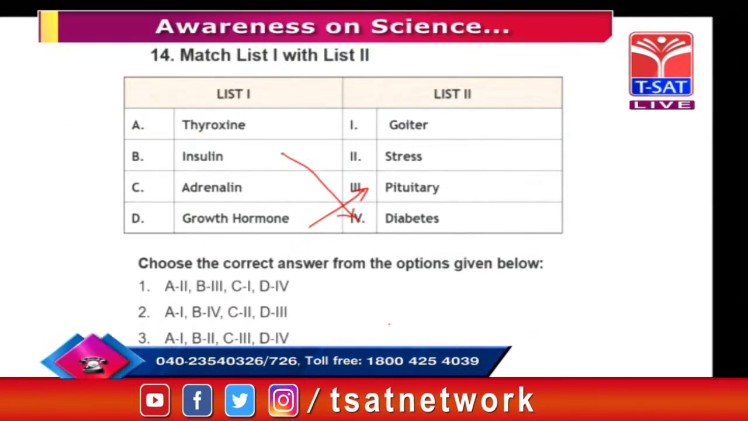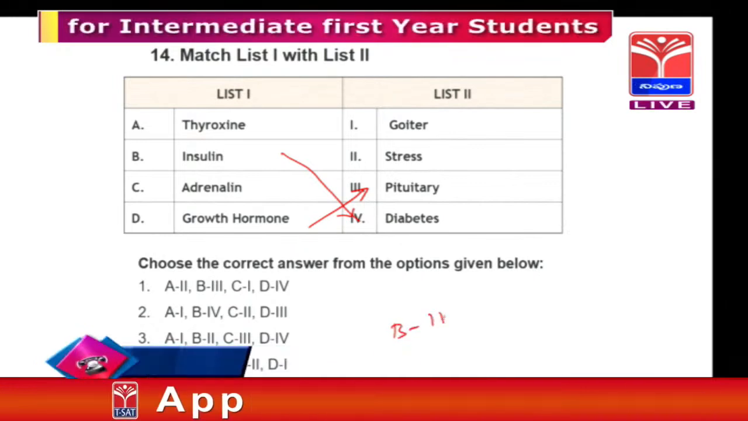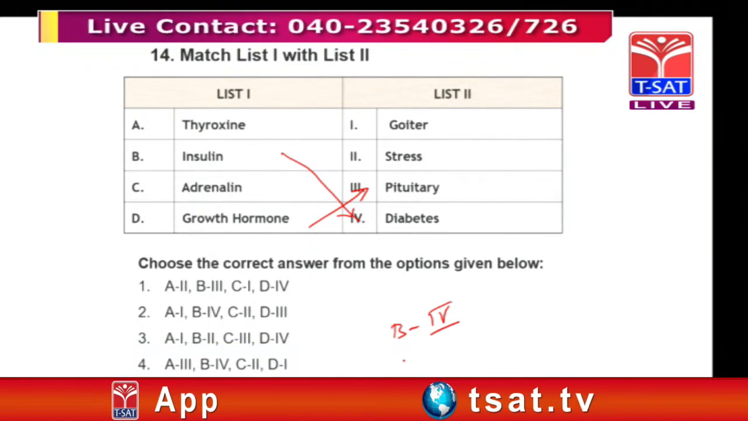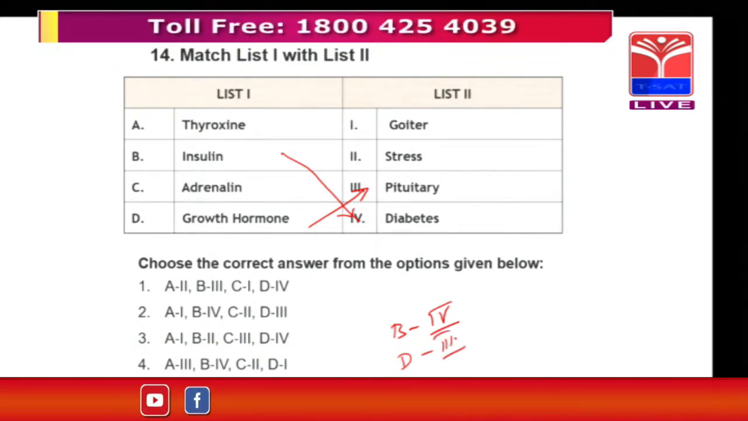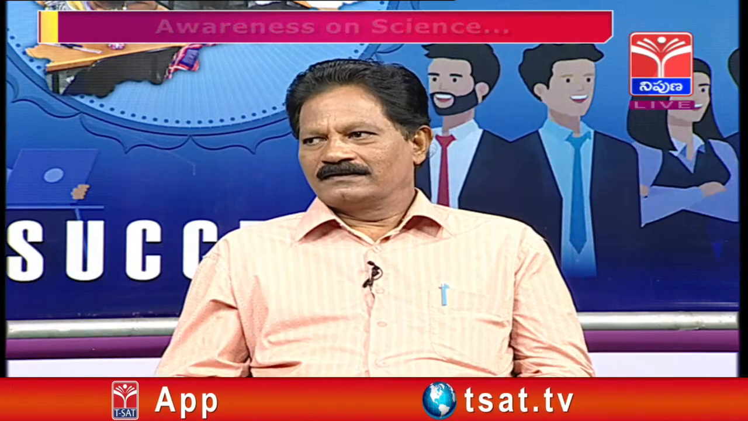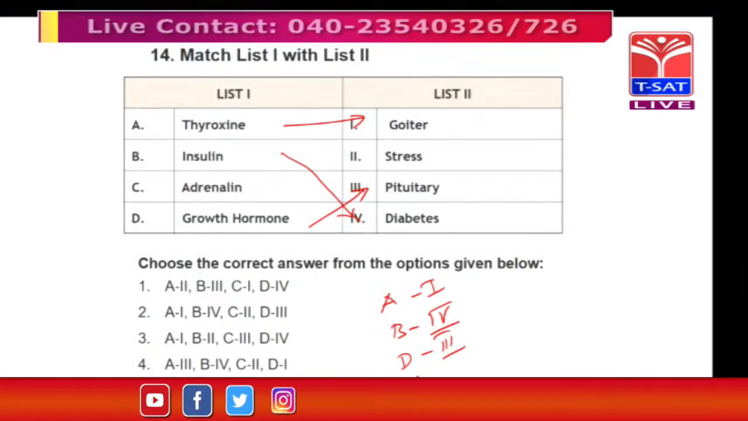Otherwise, thyroxine is secreted by the thyroid gland. The thyroid is located in the neck region, at the throat. Goiter is a symptom where people who have less thyroxine will suffer with goiter. The swollen throat can be seen. That swollen throat is called goiter. So thyroxine, goiter. Like that you can match. The remaining one automatically is adrenaline.